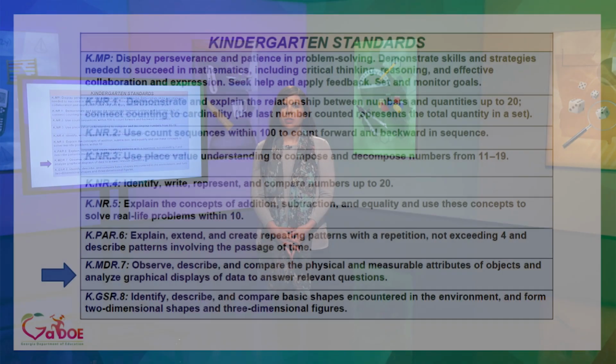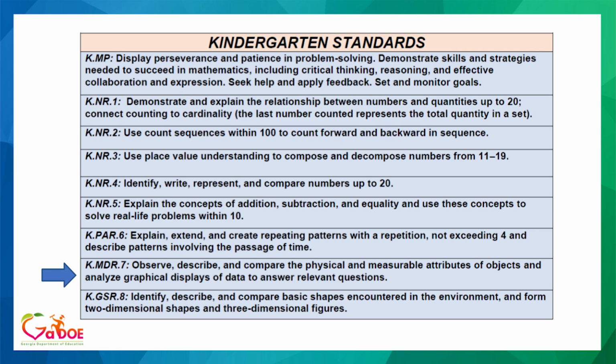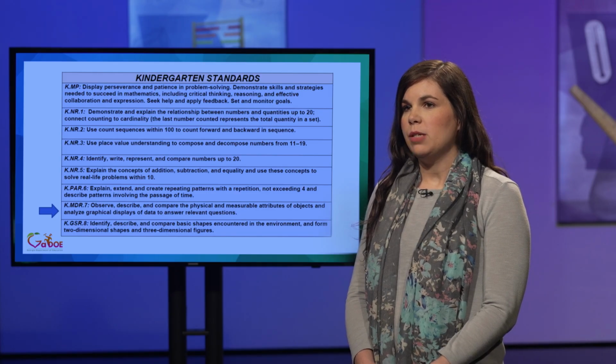Kindergarten Standard 7 focuses on the physical and measurable attributes of objects. In this standard, students are observing, describing, and comparing the attributes of objects. We'll look more closely at expectations for students related to this standard.